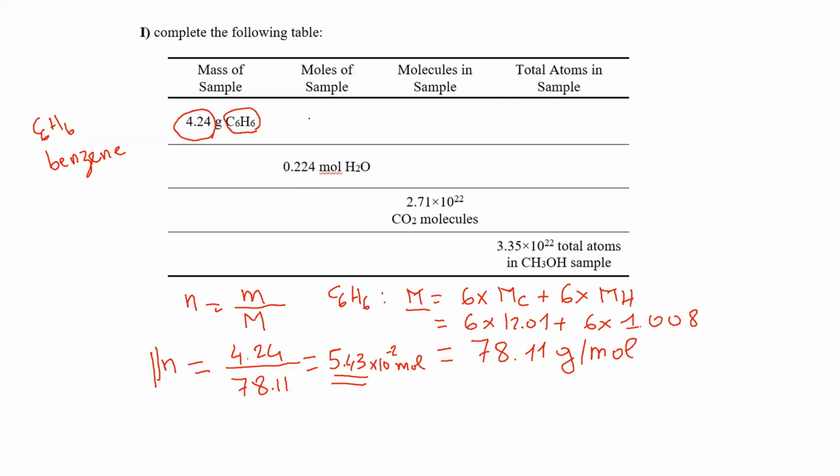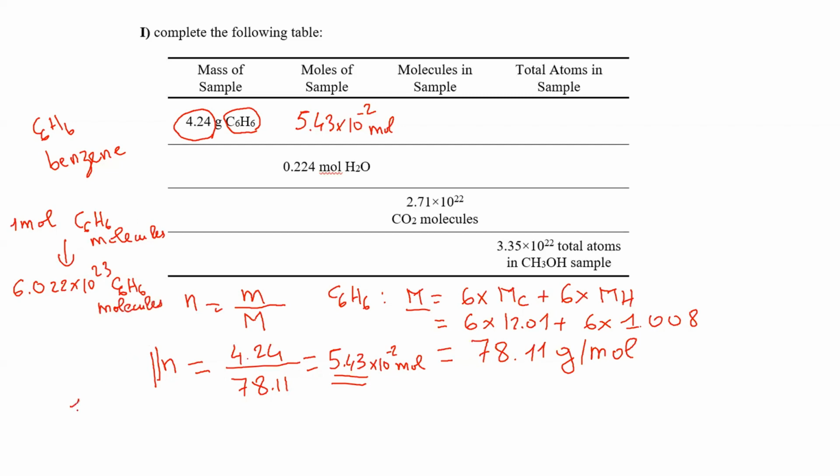Now that we have the number of mole, 5.43 10 to the power minus 2 mole, what will be the number of molecules? What is the relationship between the number of molecules and the number of mole, or how to get from one to the other? What we know is 1 mole of anything, here benzene, corresponds to 6.022 10 to the power 23 C6H6 molecules.